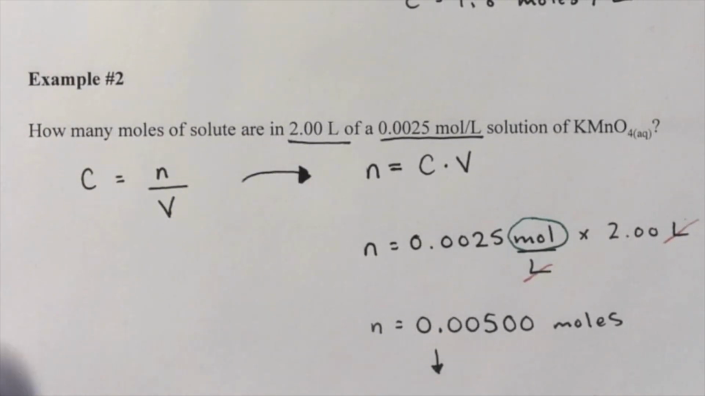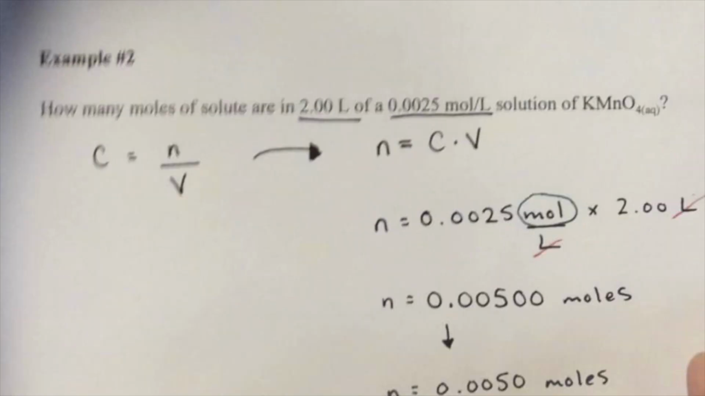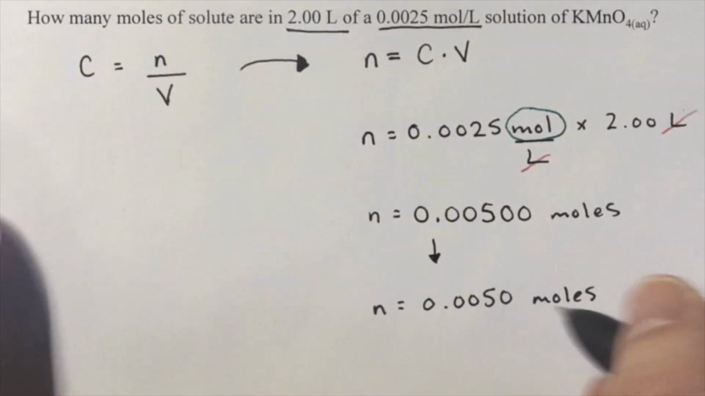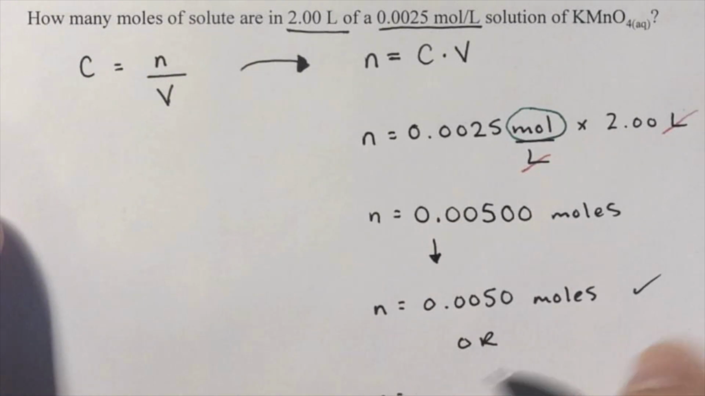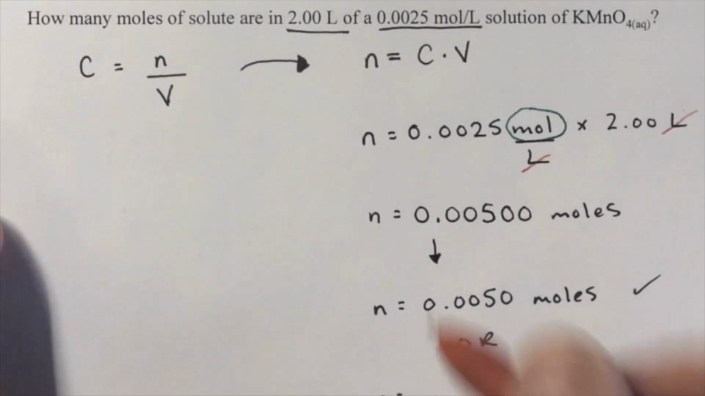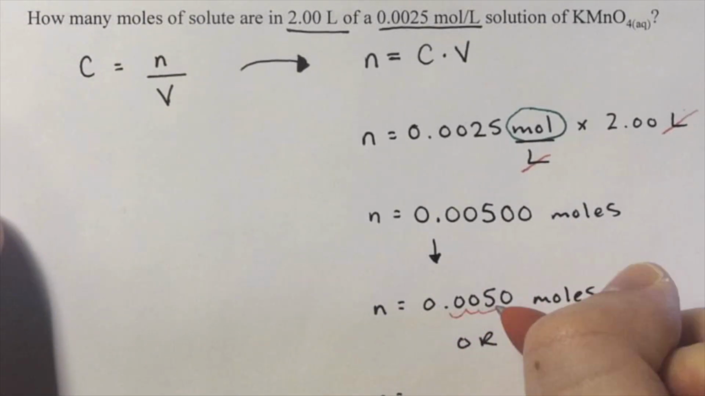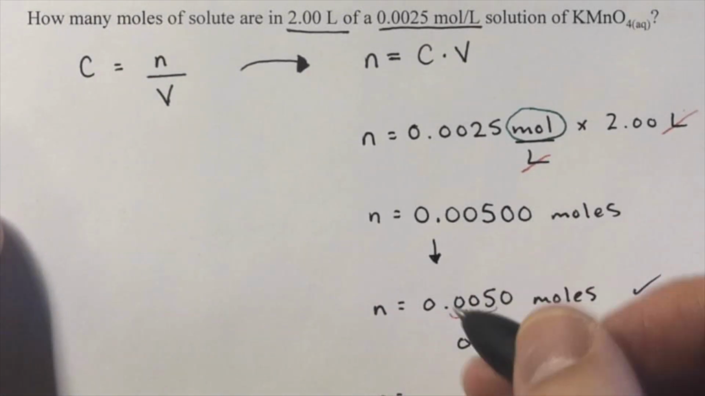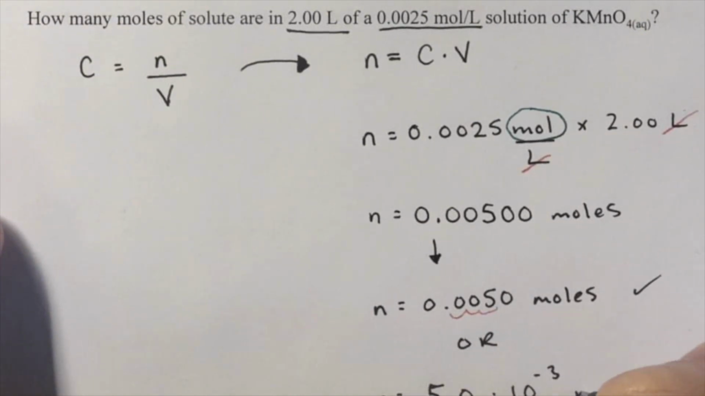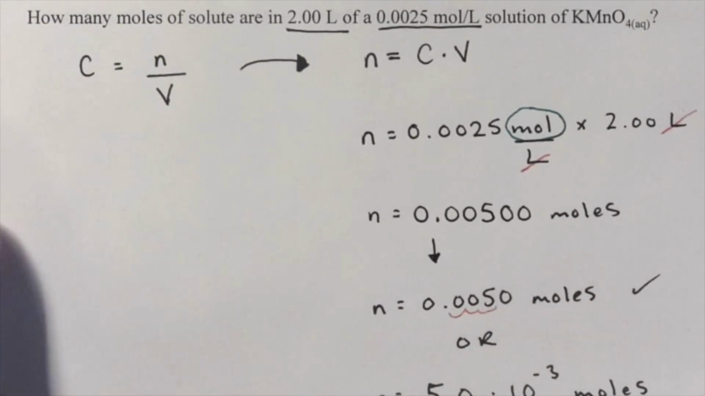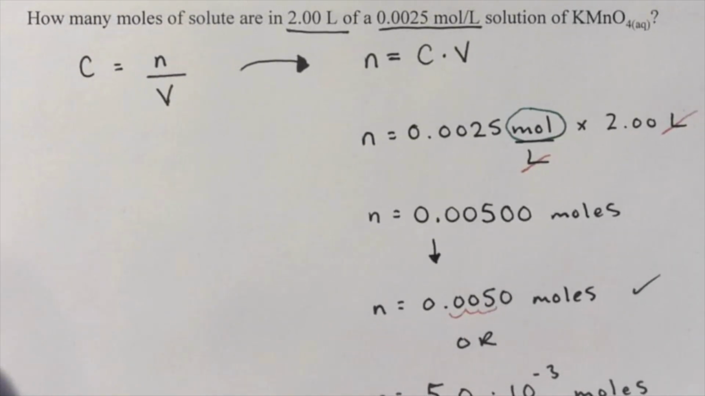And of course, to preserve sig digs, you could always put things into scientific notation. So this one's okay, but you could also write, let's see, how many places do we have to move our decimal place over? Do we go 1, 2, 3 places to the right? So that means it would be 5.0 times 10 to the negative 3 moles. And that way I still get my 2 sig digs in right here. All right, that's example 2.